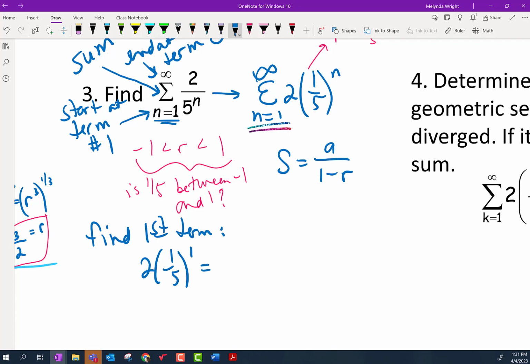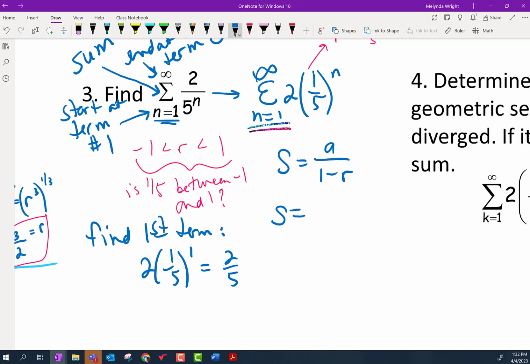2 times 1/5 to the first is 2/5. So our first term is not 2 in this case, it's actually 2/5. Really important that we don't assume that the number sitting there is the first term. It is a lot of the time, but it isn't always. I'm going to pause here for a second. How are we with finding the first term? Is everybody okay?